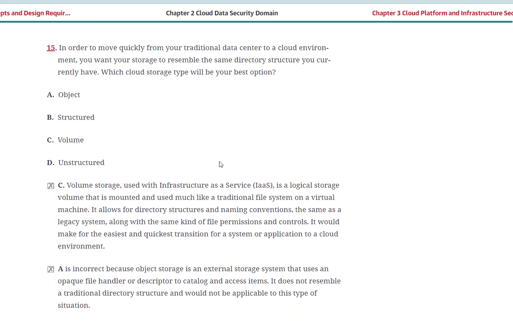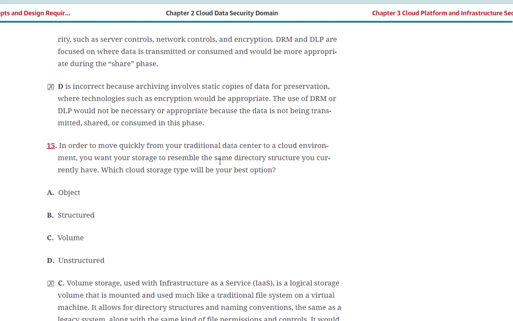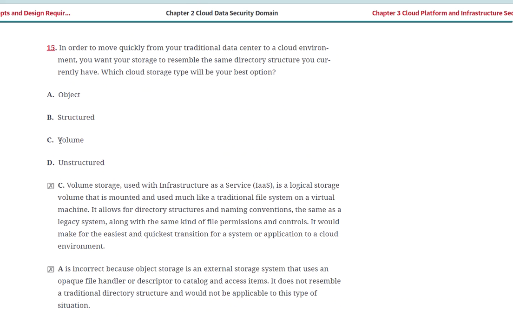Question 15. In order to move quickly from your traditional data center to a cloud environment, you want your storage to resemble the same directory structure that you currently have. Which cloud storage type will be your best option? And the correct answer is C, volume.